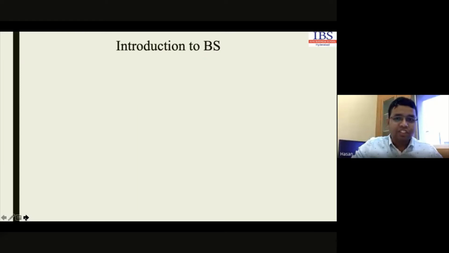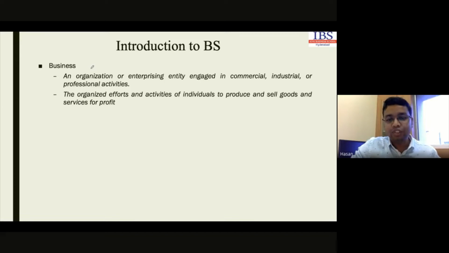The very first word is business. So business is any activity that leads to generating some product or services and selling it to the market and generating profit. Basic thing is generating profit, right? So we can define business as an organization or enterprising entity, which may be an individual also, that is engaged in commercial, industrial or professional activities and directly produces some product or services, sells it to the market and generates profit. This is business.